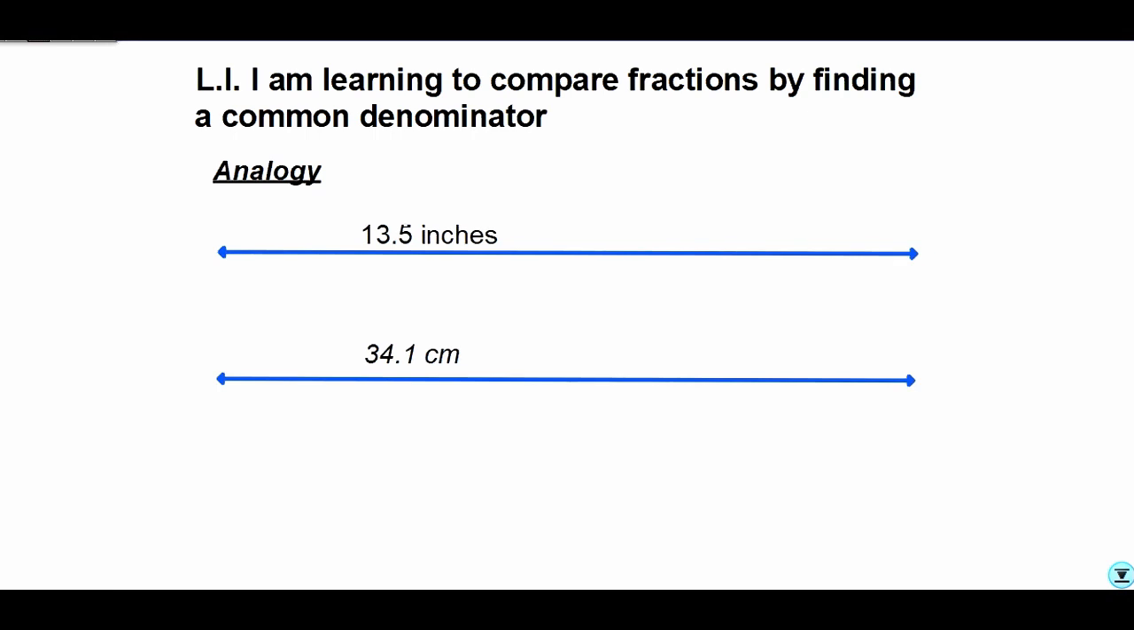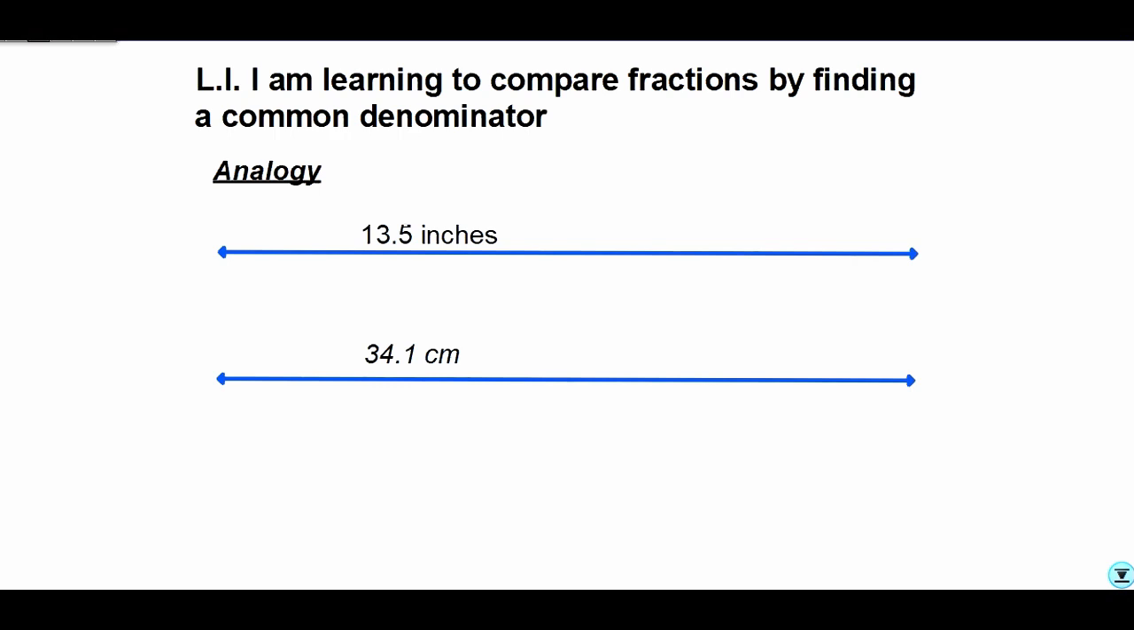Now, to start off with, I'm going to begin with an analogy that is not to do with fractions, but hopefully it'll make the next step a little bit clearer. Let's say we have two different lines, and I'm measuring them in two different ways. I've got one that is measured in inches here, and I've got one that's measured in centimeters. Well, that makes comparing these two lines quite tricky. I've got one that's 13.5 inches and one that's 34.1 centimeters. And I need to know which one's longer. But because they're measured in different units, that makes it quite hard to compare.